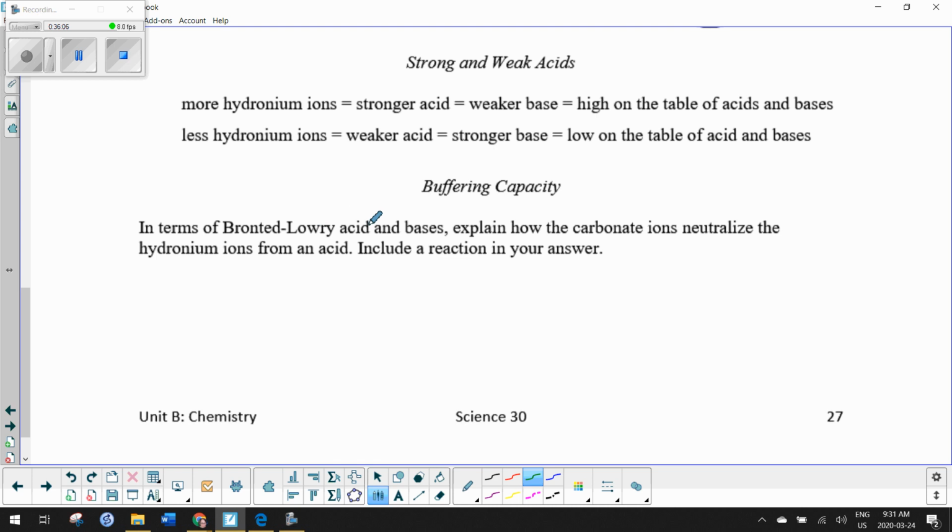In terms of Bronsted-Lowry acids and bases, explain how carbonate ions neutralize the hydronium ions from the acid. Include a reaction in your answer. So this was talked about in last lesson. So just look back at buffering capacity. That is a very important concept.